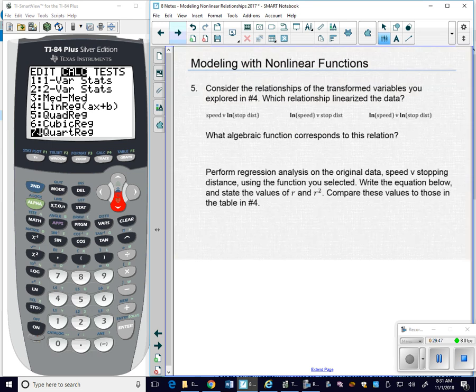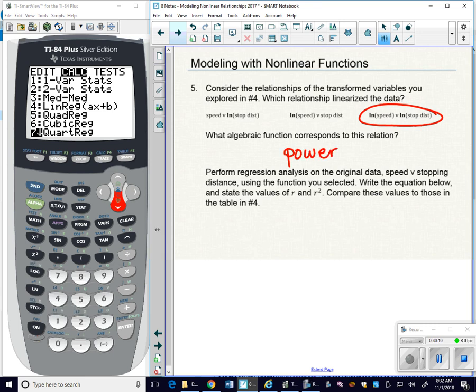Okay, and so in number 5, it says, consider the relationships of the transformed variables you explored in number 4. Which relationship linearized the data? It was the natural log of the speed versus the natural log of the stopping distance. And then it says, what algebraic function corresponds to this relationship? This would be our power function.